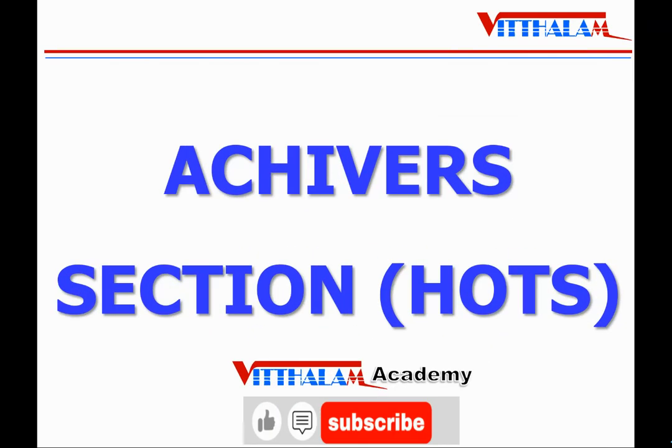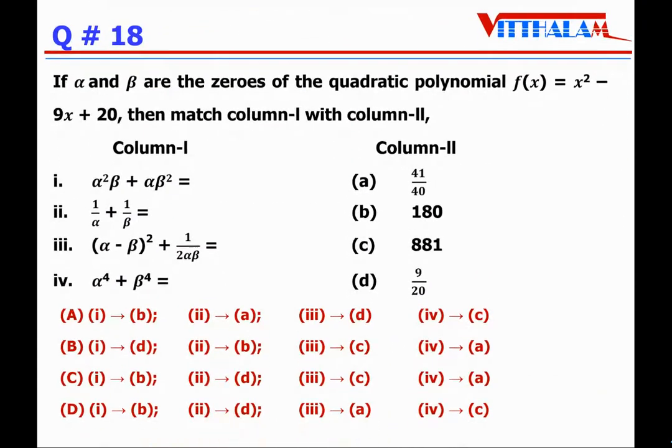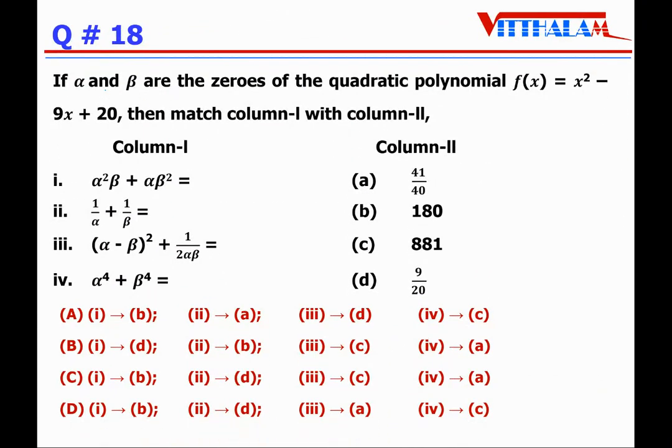The first section, Achiever section, HOTS, High Order Thinking Skill, question number 18. If alpha and beta are the zeros of quadratic polynomial f(x) equals x square minus 9x plus 20, then match column 1 with column 2. Column 1, alpha square beta plus alpha beta square equals to. If I take alpha beta common, there is alpha beta multiplied by in bracket alpha plus beta.